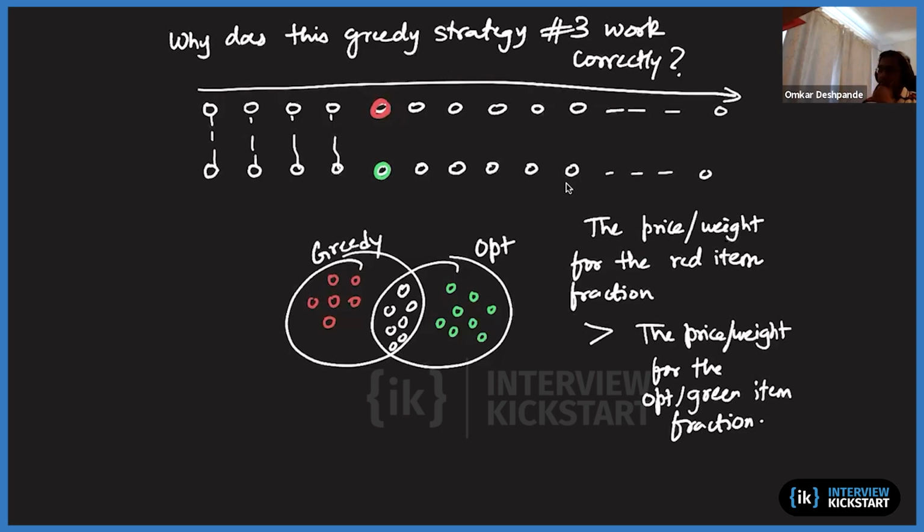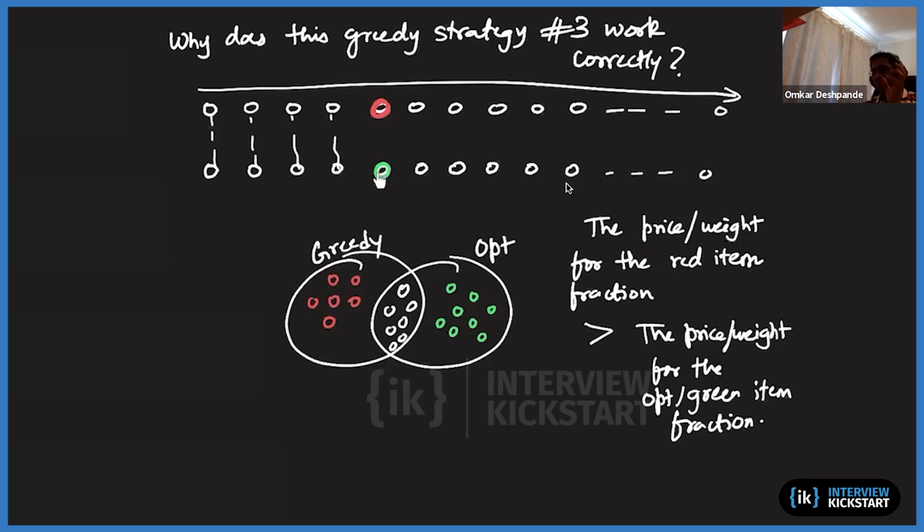Well, why is that? Because either they are the same or one of them is bigger than the other, and we are assuming they are not the same. So is it possible that the price per unit weight for this could be smaller than the price per unit weight for this?